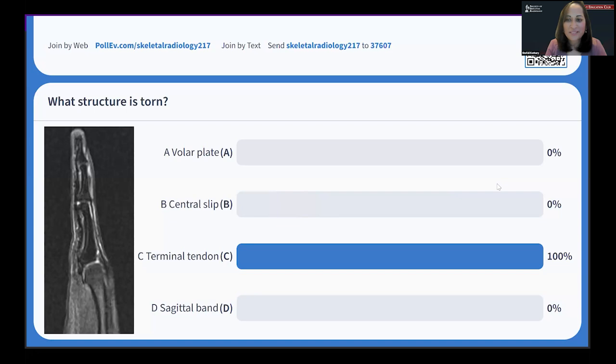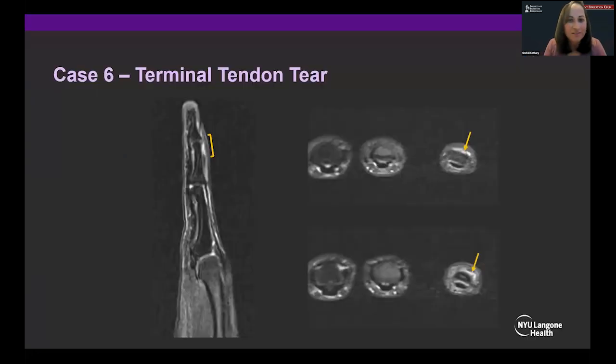Okay, great. So we had some 100% at terminal tendon. So that's great. So this is a terminal tendon tear. Here we can see again our extensor tendon, and then we see now a fluid-filled defect more distally at the level of the distal phalanx with the retraction of those torn tendon fibers here to the level of the middle phalanx. Here's our axial images where we can see that fluid-filled defect where we would expect that terminal tendon to be.